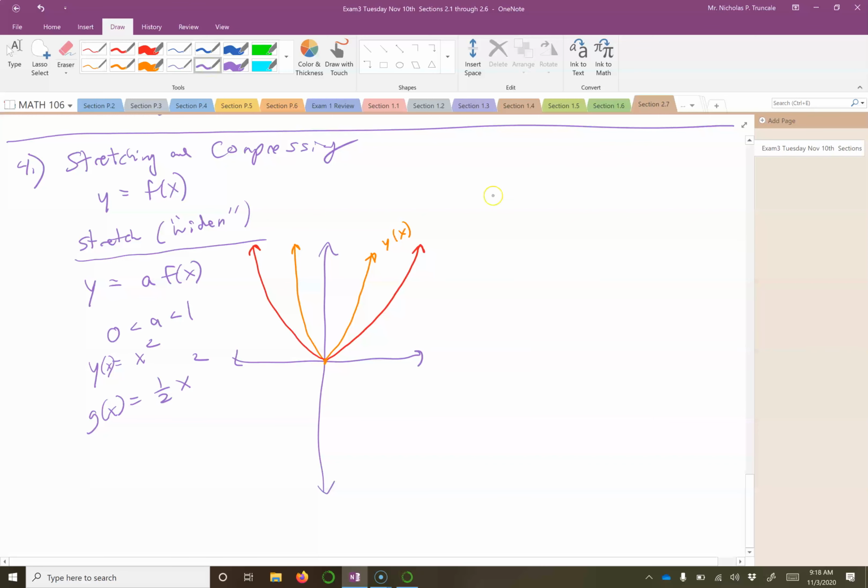Now for compressing, think about it as shrink. All right, so if you had, again, y equals f of x, we're going to use the same one. Again, let's say you'd have b times f of x. Now, b would have to be greater than 1. So this would be putting numbers greater than 1 in front of the function. So I could do something like, I'm going to say h of x is 2x squared.